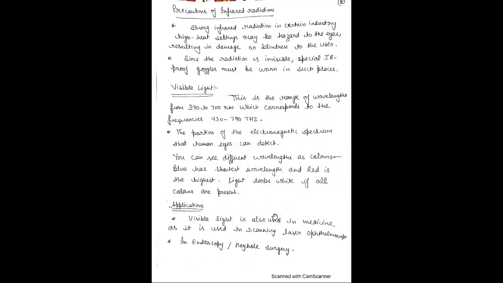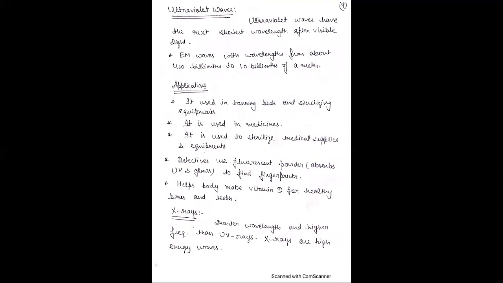White light is a combination of all the colors. In white light, all colors are present. And visible light is used in medicine, in scanning laser ophthalmoscope, in endoscopy, and also in keyhole surgery.